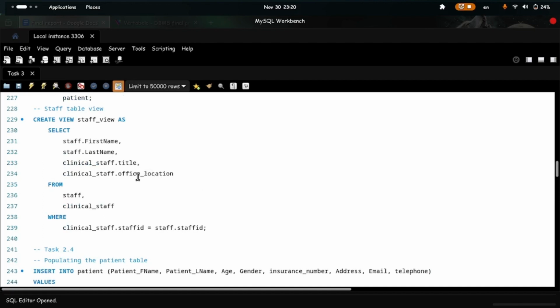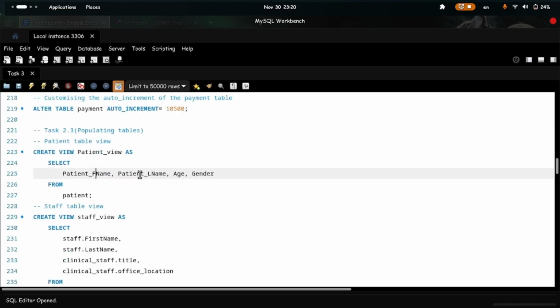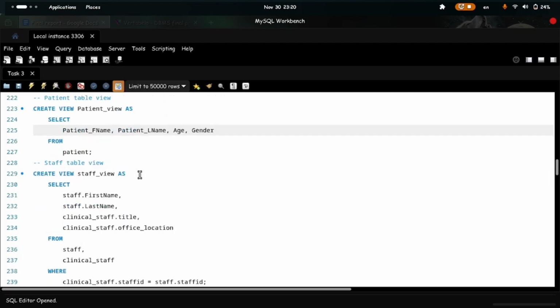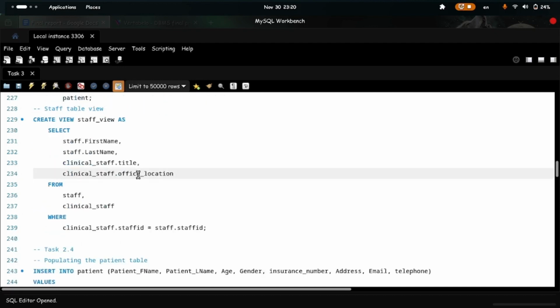And we did this because we believe that people don't really need to see the patient insurance number nor any other sensitive information about the patient. And same for the staff. No patient or any other person needs to see information about the staff. They can just see basic information, and that will be perfectly fine.